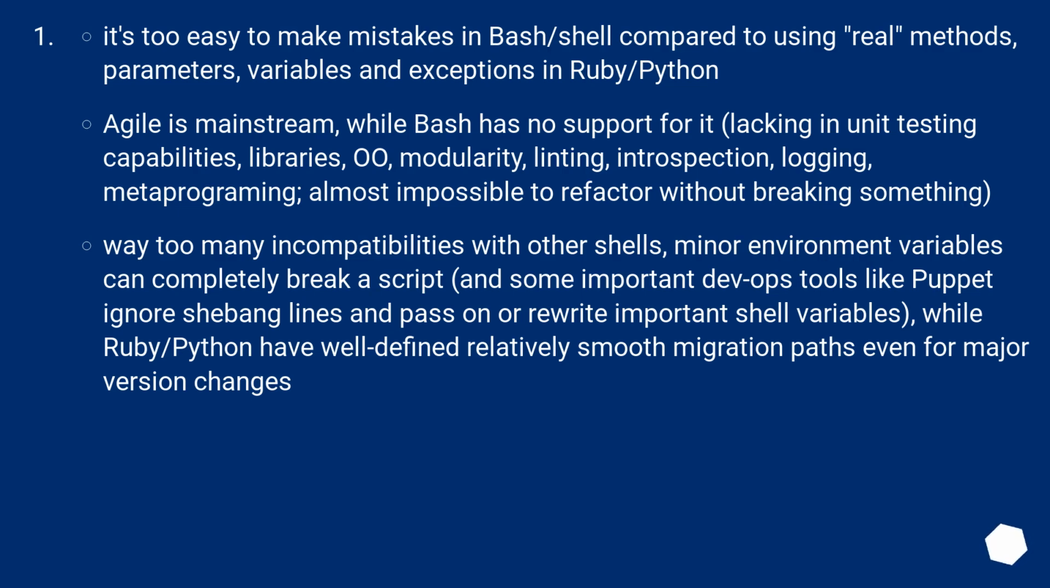Way too many incompatibilities with other shells. Minor environment variables can completely break a script, and some important DevOps tools like Puppet ignore shebang lines and pass on or rewrite important shell variables, while Ruby/Python have well-defined, relatively smooth migration paths even for major version changes.